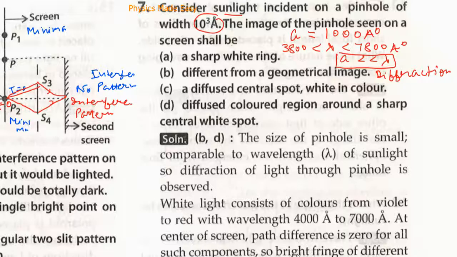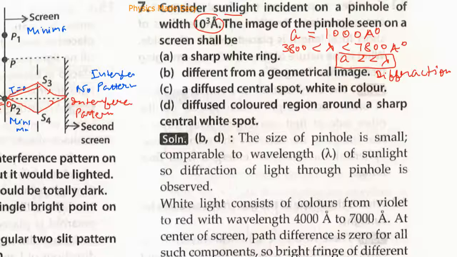Now the statement that the image of the pinhole seen on the screen is sharp white is wrong. It will not be sharp white because diffraction will take place. So there will be some encroachment of the shadow, different from the geometrical image. This is correct, because encroachment of the geometrical shadow by light is called diffraction, so it will produce some kind of difference between the image and the object. A diffuse central spot, white in color, no, not at all, it is absolutely wrong.